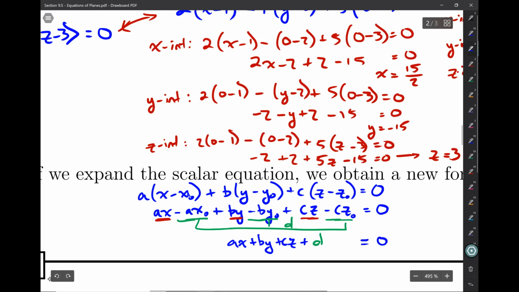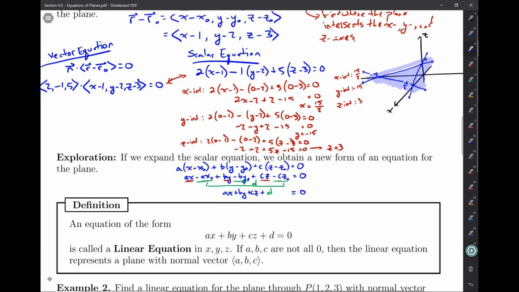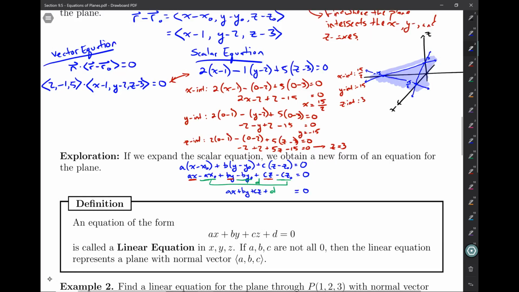On the right side, it's still equal to 0. Then we get a new form of our equation. This last equation here is called a linear equation. So we have the vector equation as one way of representing our plane. A scalar equation is another way of representing our plane. And this last linear equation is the third way that we're going to talk about representing a plane.